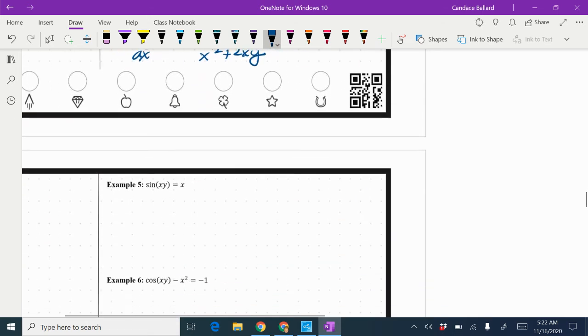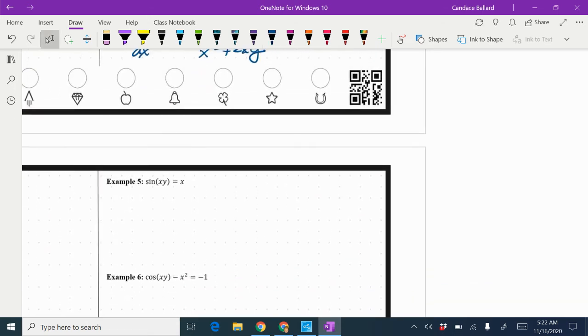All right, we're going to do one more. This one has a little bit of trig in it, and I even have a u substitution embedded in it. So I am noticing this piece here is my u. So I'm going to do that kind of off to the side. So u equals xy. And I notice within that, we have a product rule.